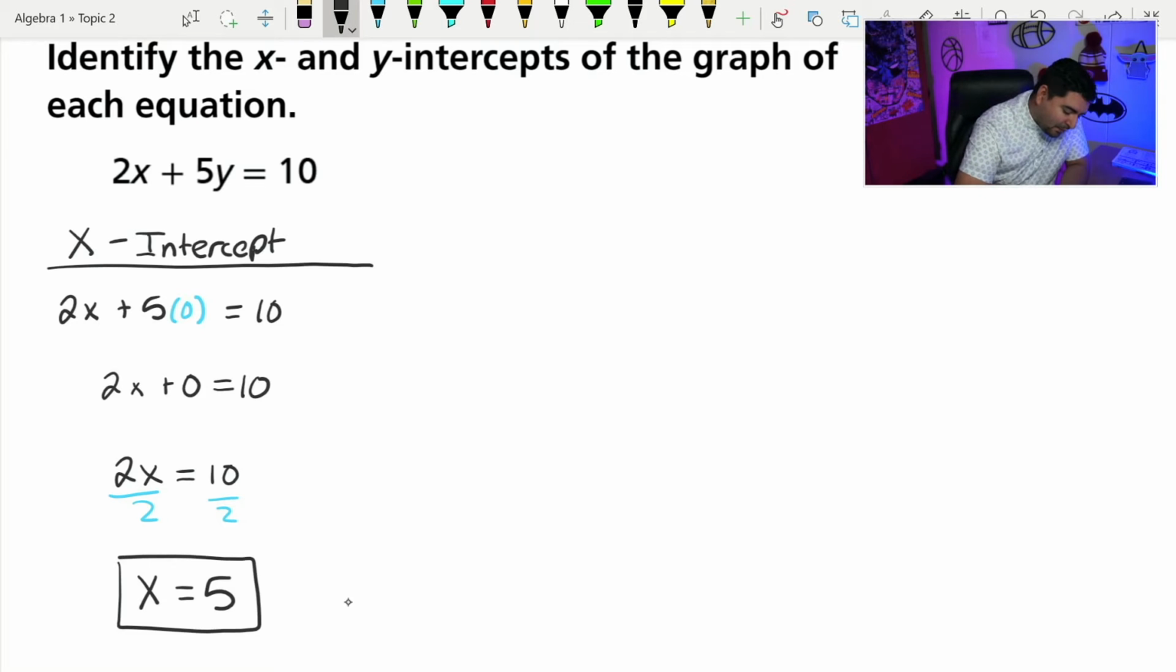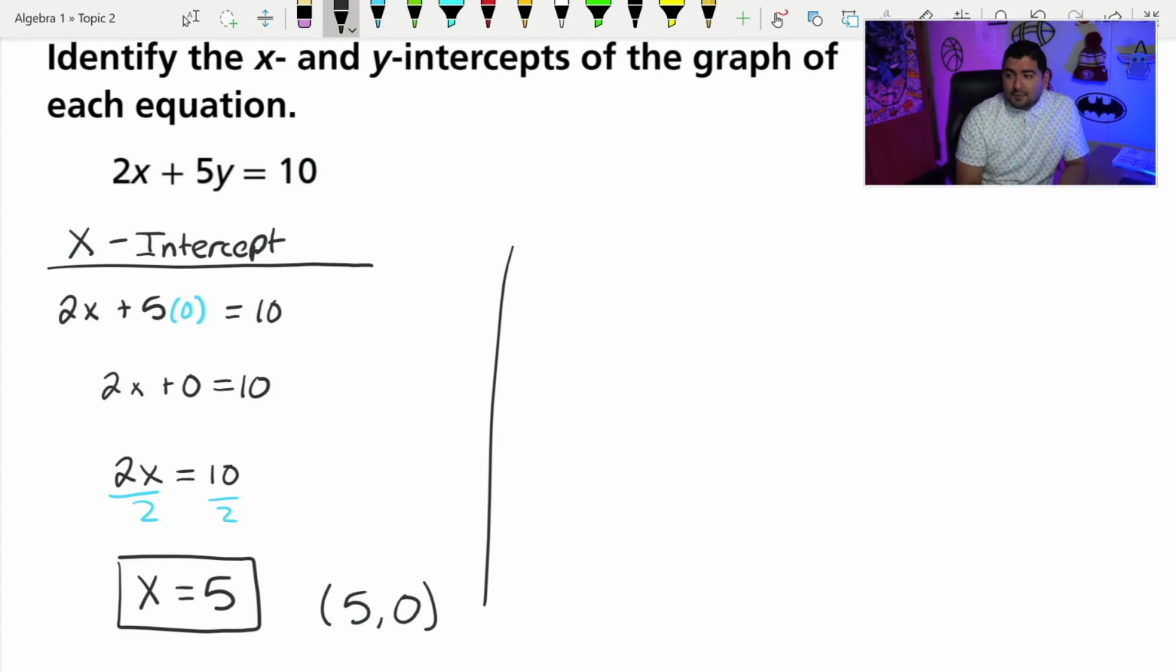If I wanted to write this as a point, I would write (5, 0). Why 0? Because the y was 0. On the x-axis, every point on there has a y value of 0. So that's how we find the x-intercept. Now let's go ahead and do the same for the y.